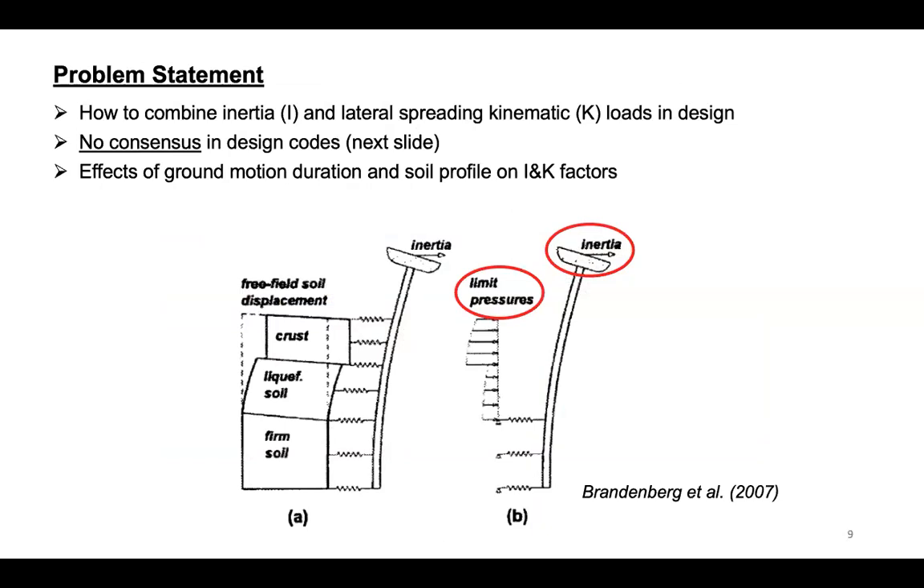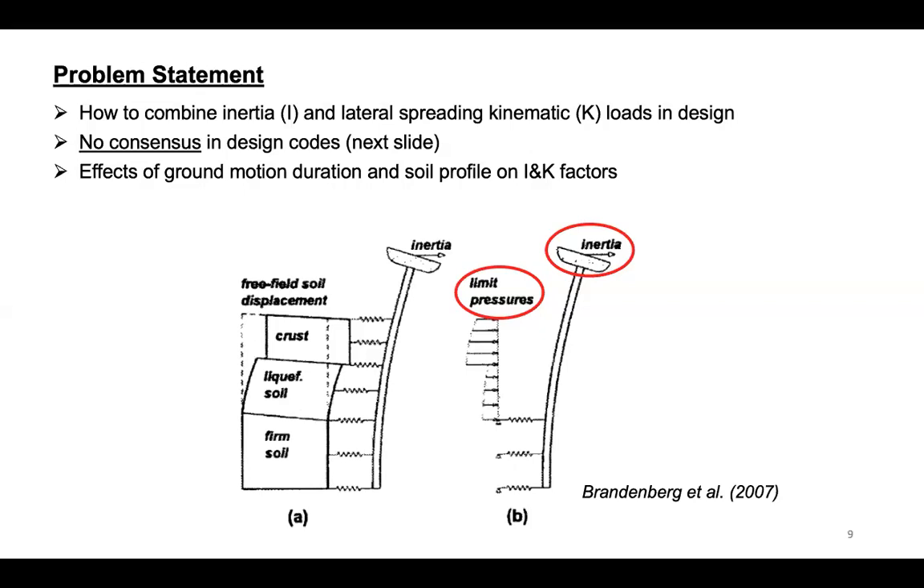More specifically, I'll be focusing on how to combine inertial load from the superstructure mass, so mass times acceleration gives you the inertial load, combined with the lateral spreading loads, or kinematic loads, from lateral spreading. As you see in the next slide, there's no consensus in design codes and standards on whether we should combine these two loads in design, and if we should, what load combination factors we should use.